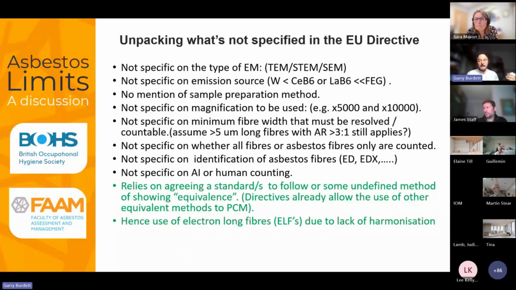So at the end of the day, we have yet to agree a method. Now, the directive already allows you to use any method you want, providing you can show equivalence to PCM. So there's a lot to know. And that's why I use electron long fibers, because I don't know what we're measuring yet or how.